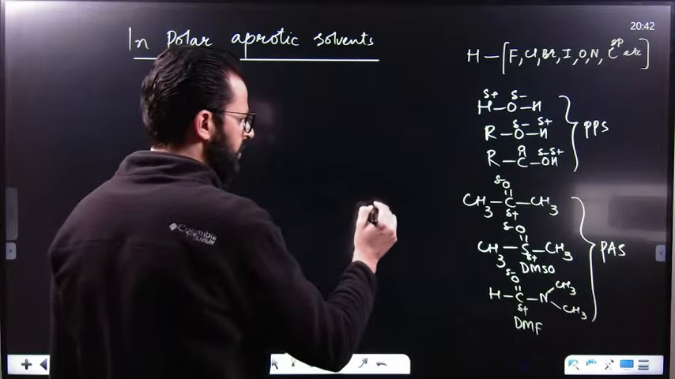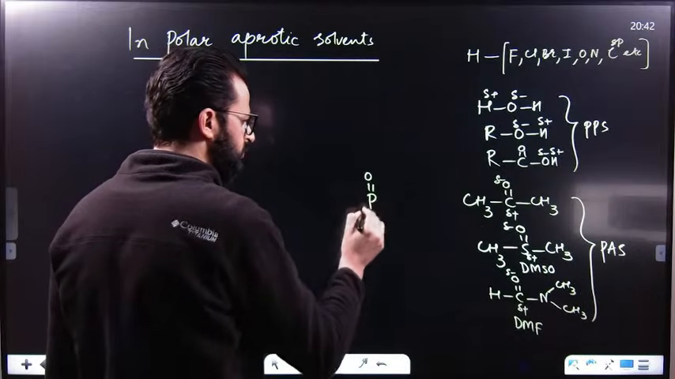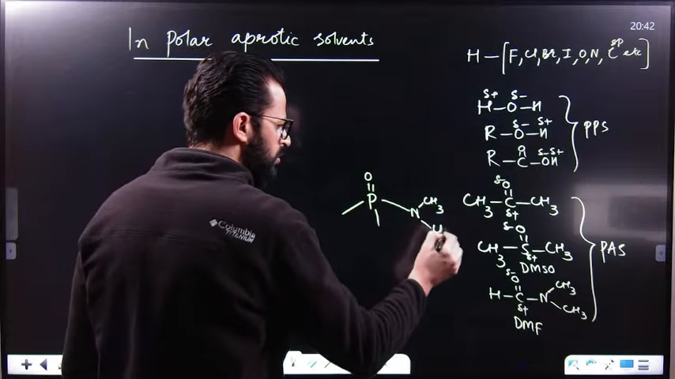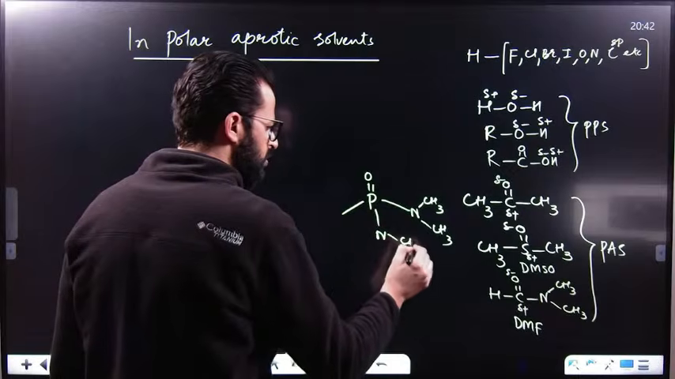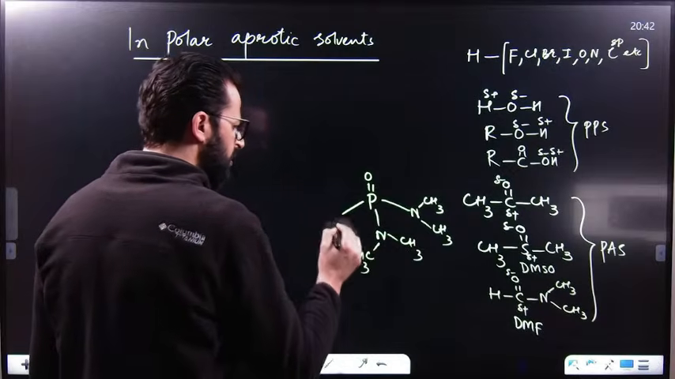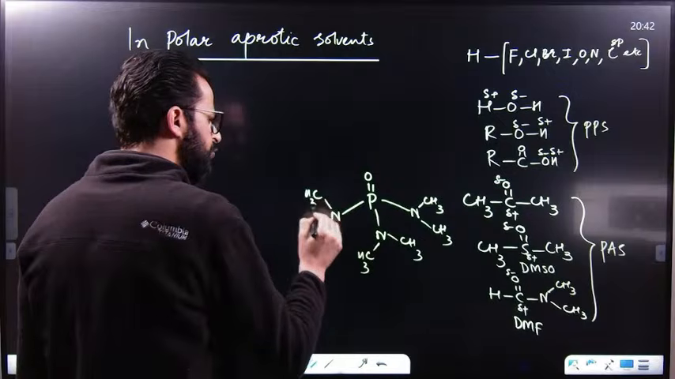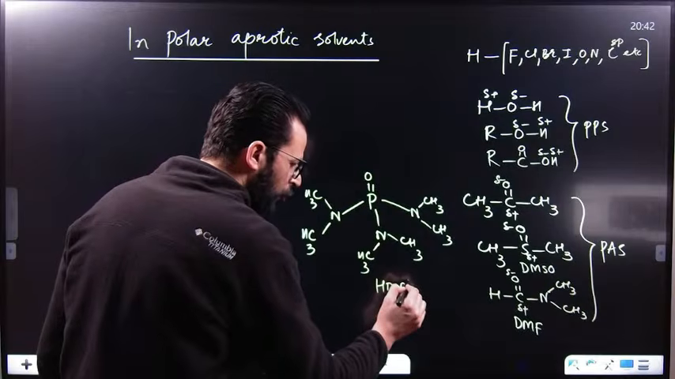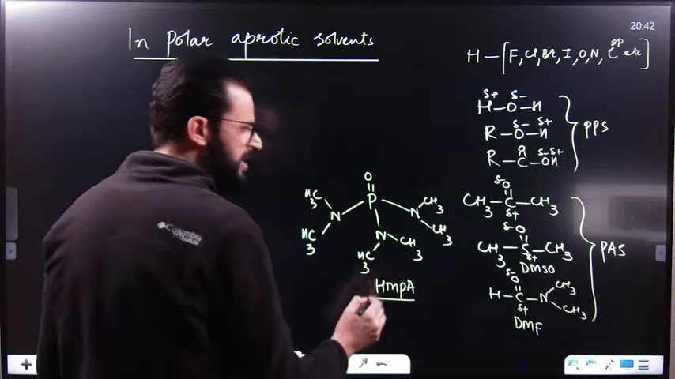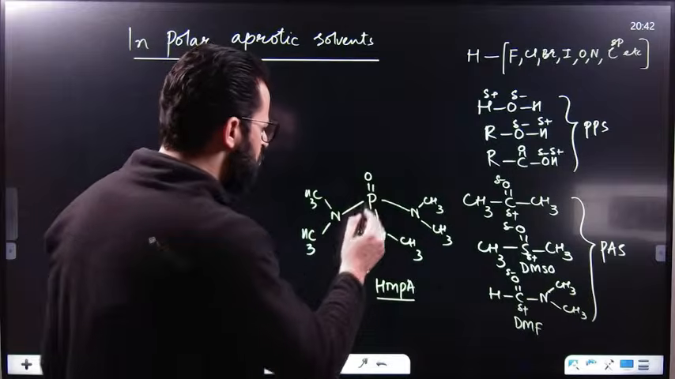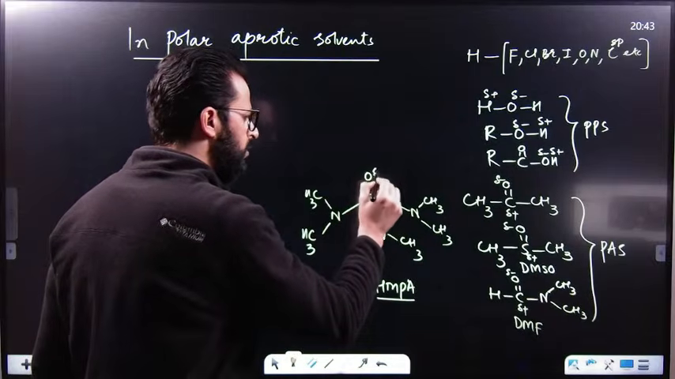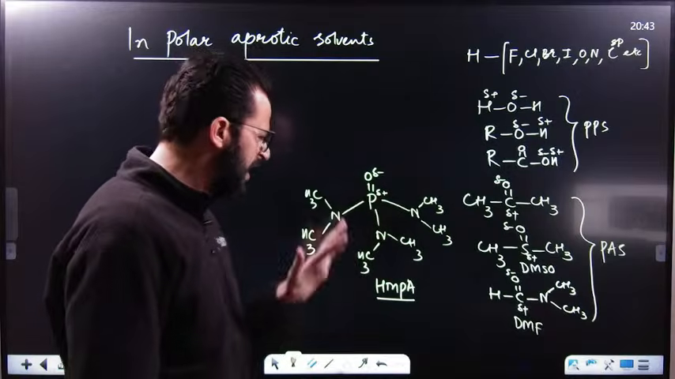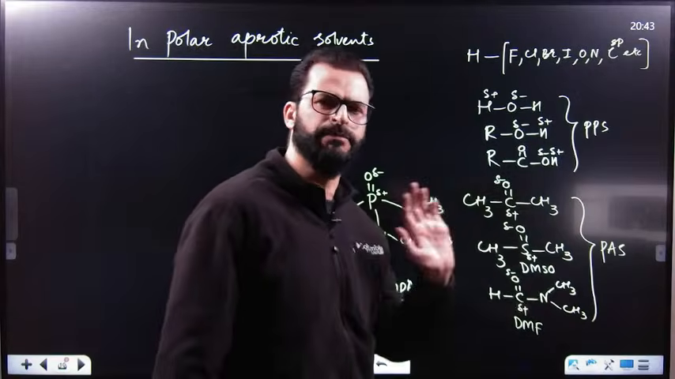Similarly, if you write P double bond O, then N CH3, CH3, N CH3, CH3, similarly N CH3, CH3, this is known as hexamethyl phosphoramide, HMPA. This is also polar, but it cannot donate a proton because the proton is not attached to a more electronegative element. Hence, these are a few examples of polar aprotic solvents.